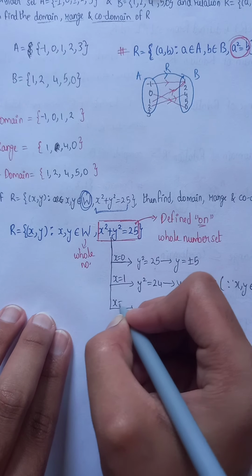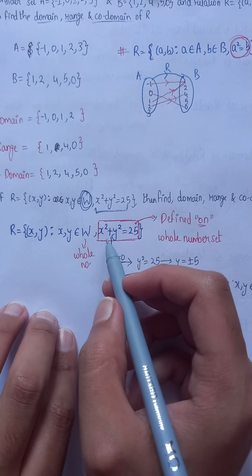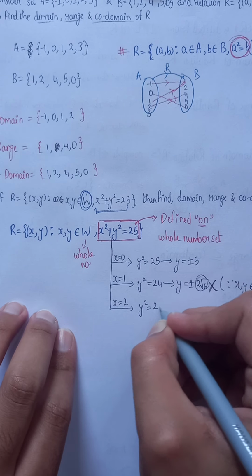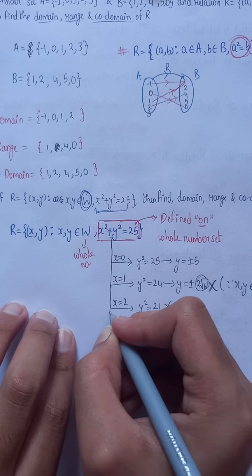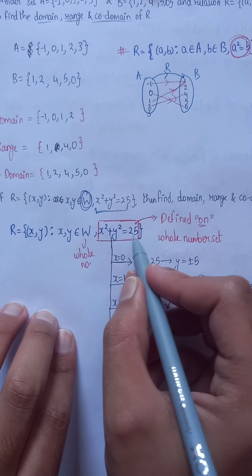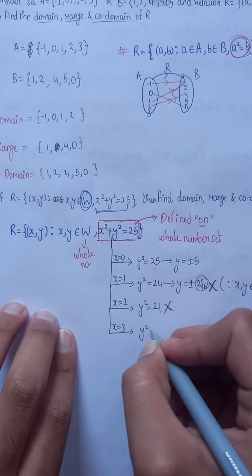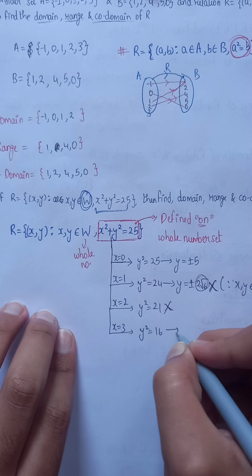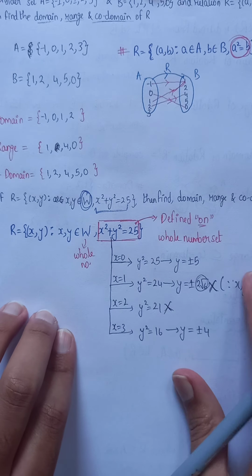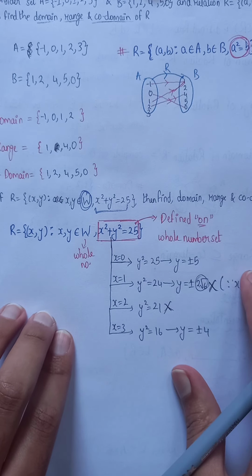Okay, so now what if you put the x value as 2? So x square is equal to 4. It means y square is equal to 21. Now, x is equal to 3. So 9 plus y square is equal to 25. Y square is equal to 16. It gives that y is equal to plus or minus 4.